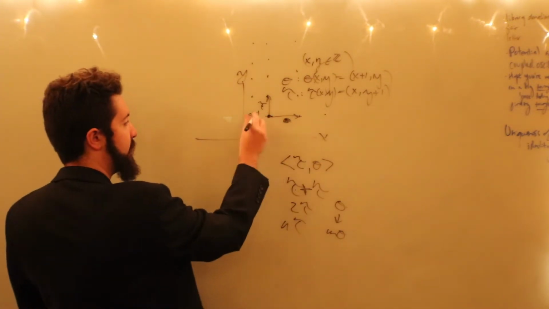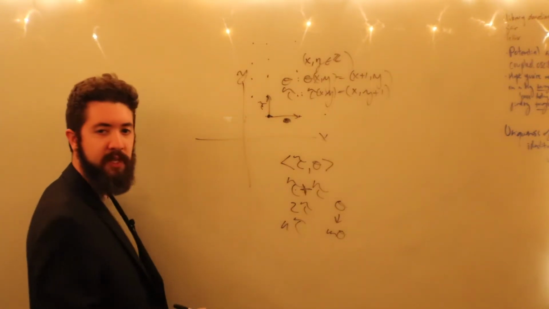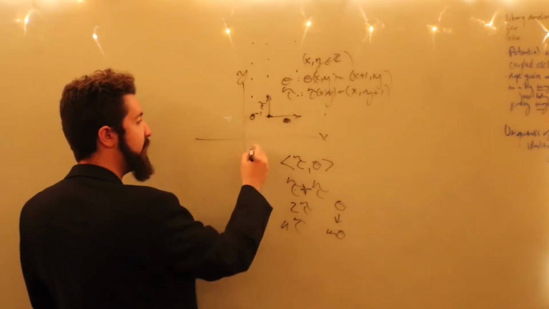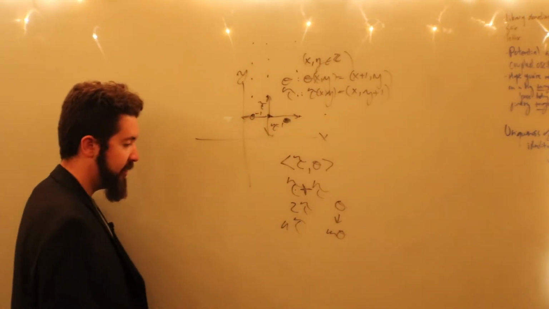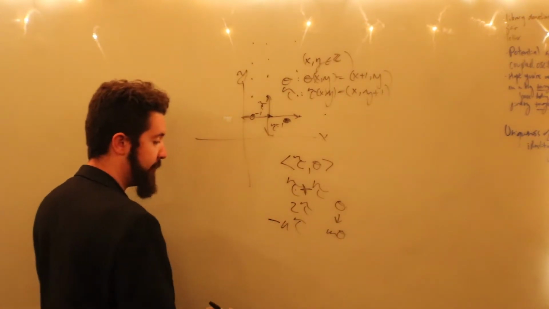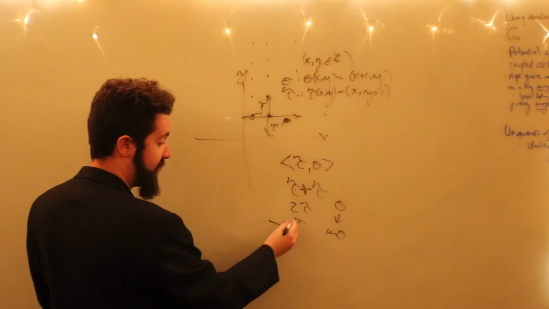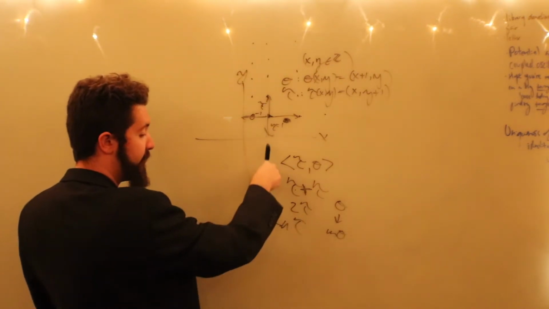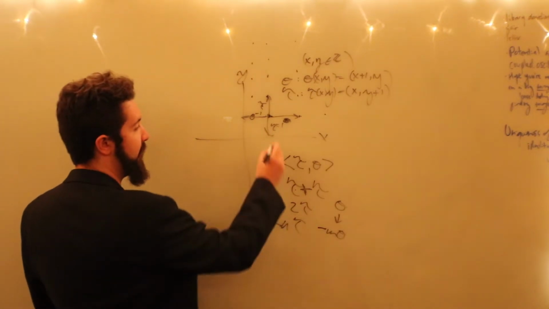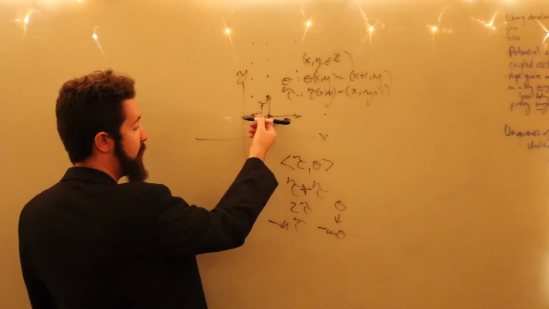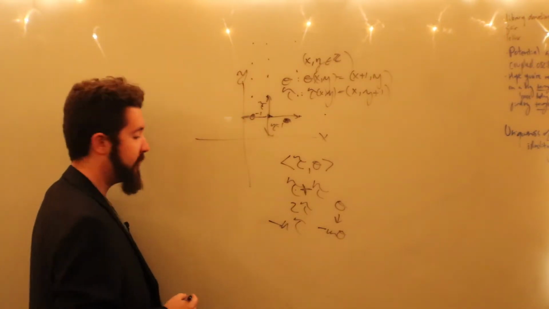sigma has sigma inverse, and tau has tau inverse. And we could think of negative n tau, meaning take tau inverse n times, and negative m sigma, meaning take the inverse of sigma m times. And what will you get?